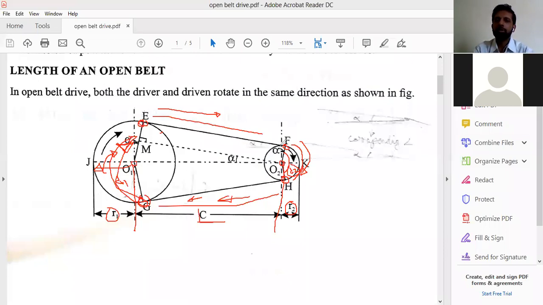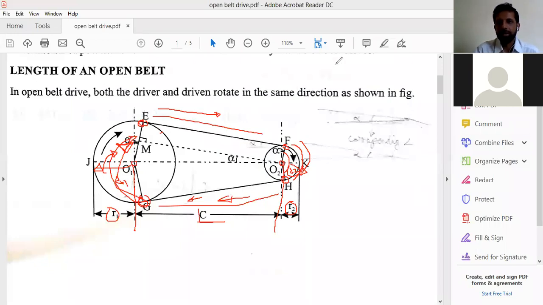So this is what we have to calculate. How much is this overall length, starting from one point and reaching back to the same point in one complete cycle? So what is the length that we are going to cover? This is what we have to find out. If we find out all these things, then we will get the length of the belt drive.